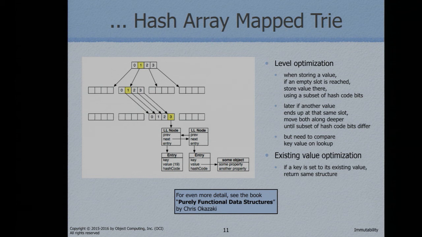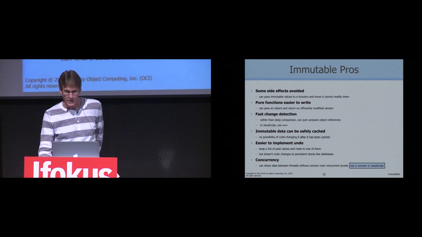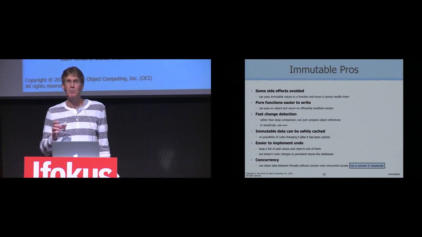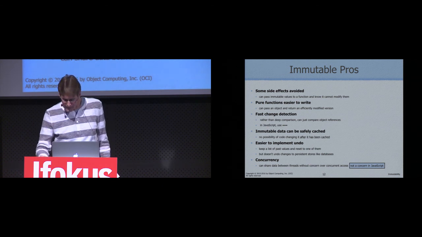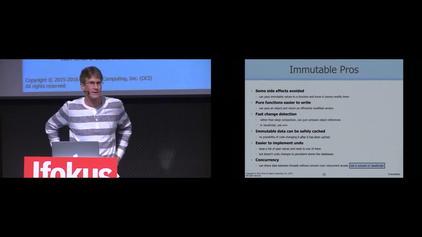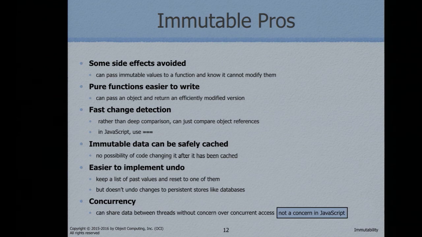Another optimization to think about is that if I'm trying to make a change to a node in the tree, but actually the value I'm trying to put in the tree is the same as what's already there, I could recognize that and just return the same structure to you and not create a new one. And so these things turn out to be very efficient. So that's the part about how these things are typically implemented. And any particular implementation of persistent data structures might be slightly different from what I described, but the general idea is the same. So here are some of the reasons you might want to use these immutable structures.